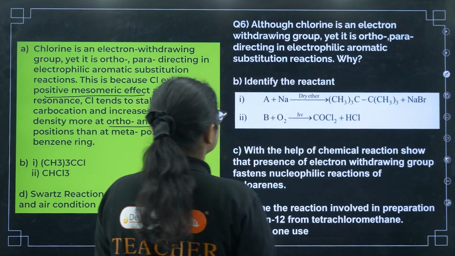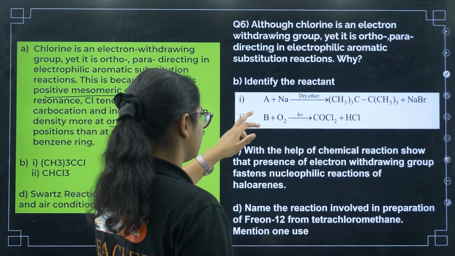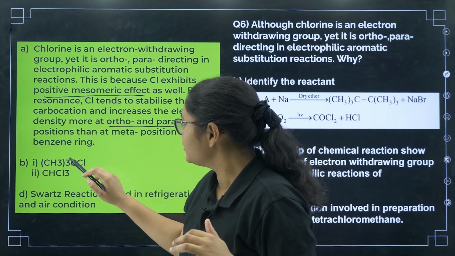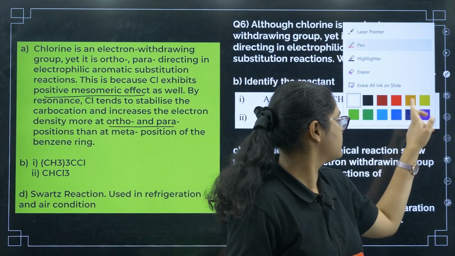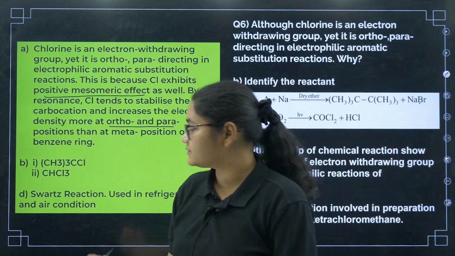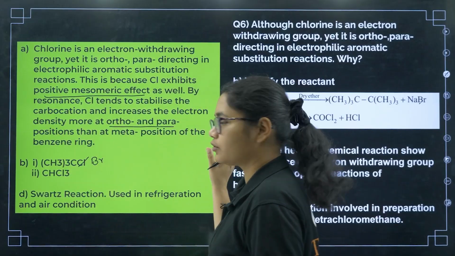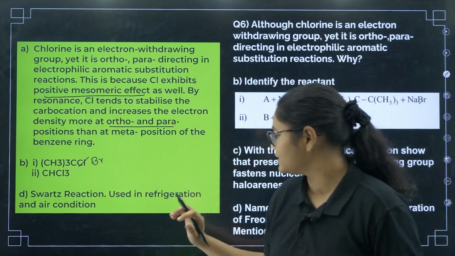Okay, next identify the reactant. So here it is (CH3)3CBr will be the reactant. Cl you cannot take, you have to take Br only. Why? Because you can see in the byproduct it is bromine, right? So this has to be bromine. Then this one is chloroform. I already told you, phosgene reaction, that is there.